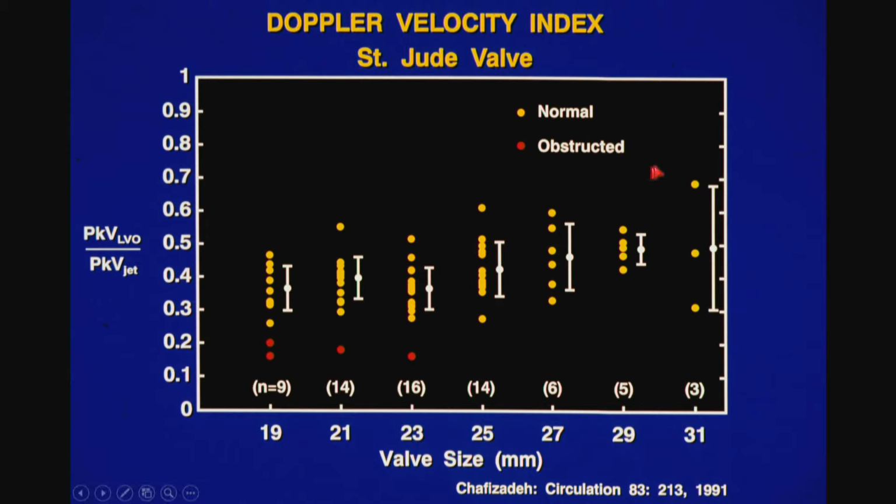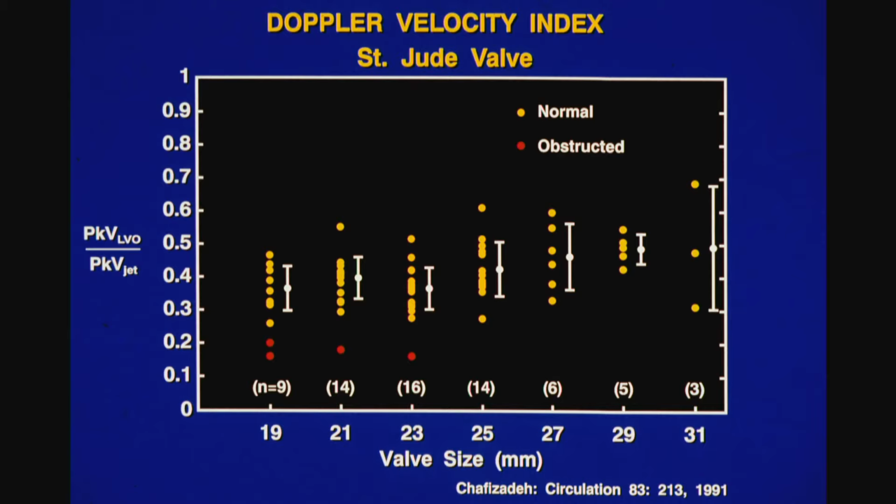This is for a St. Jude bileaflet prosthesis. And notice that the good thing about this Doppler velocity index is it is less dependent on valve size. Watch that throughout from a 19 all the way to 29 or 31, the Doppler velocity index is about 0.4 or so. And the reason for it is, since you're excluding the LVOT diameter because of the size of the prosthesis and because the surgeon will put in something commensurate with it, you simplify the continuity equation to exclude that.